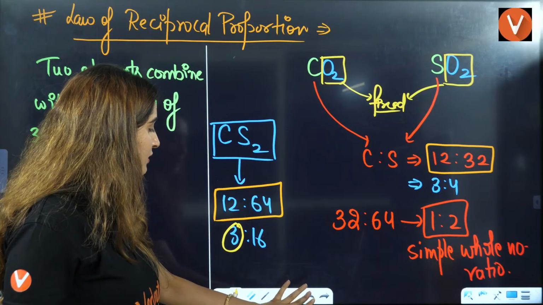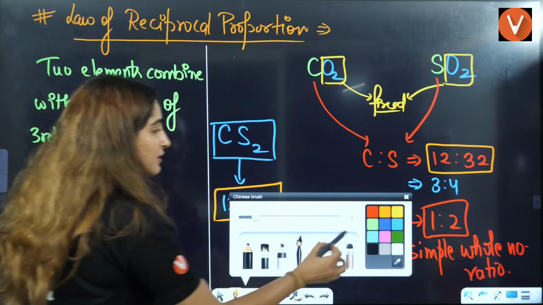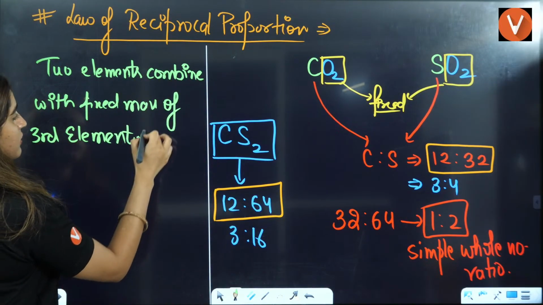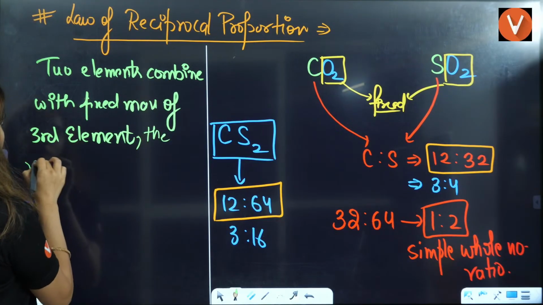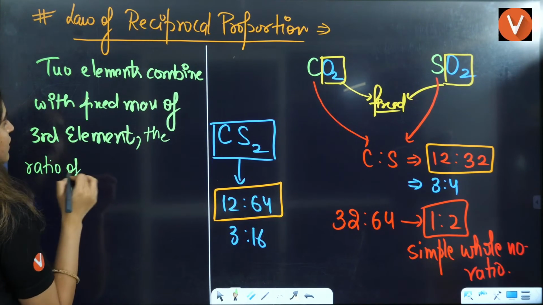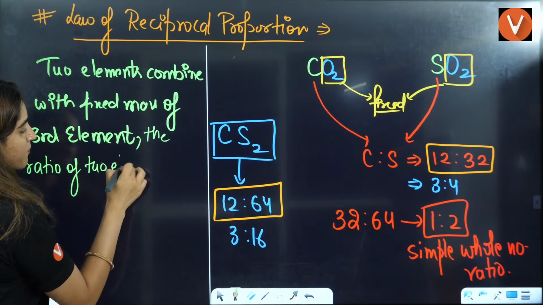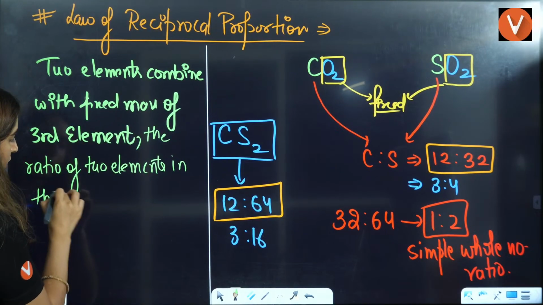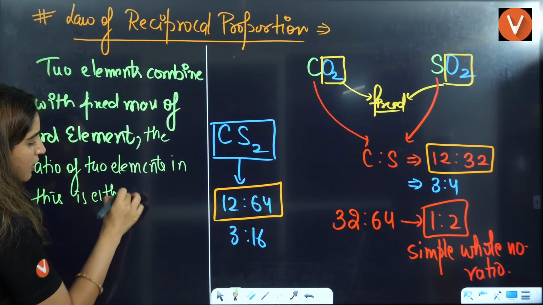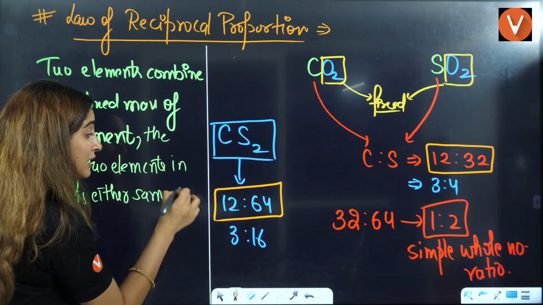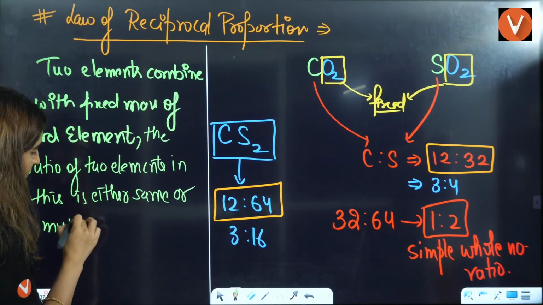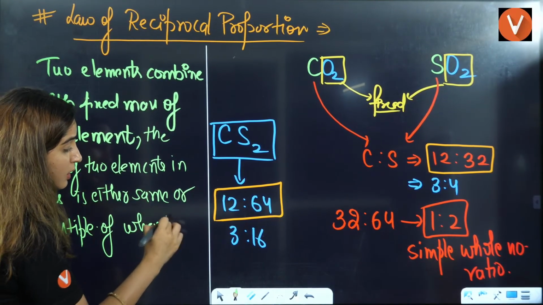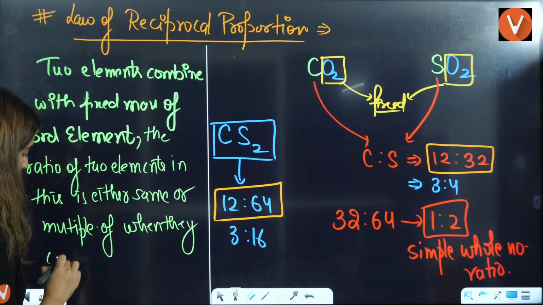But in reality, the exact definition is when they are combined, right? The ratio of masses of two elements in this form is either same or multiple, here it is multiple, okay, or multiple of when they combine with each other.